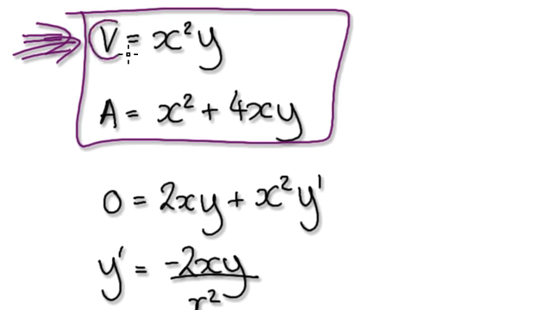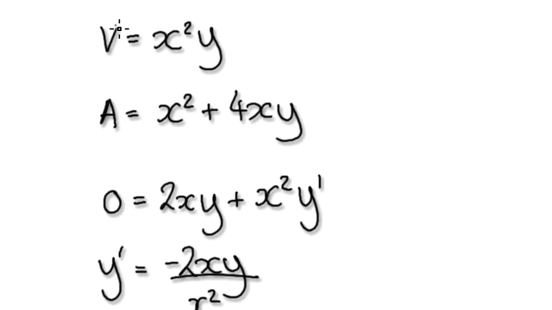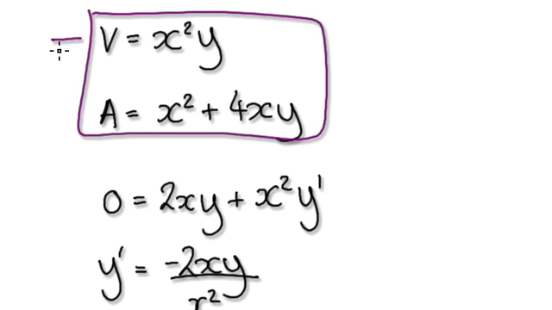So remember, the volume is fixed. So it's like a constant here. It's like 700 centimeters cubed or 500. This volume here, once a problem has been set, this V here is fixed. It's a constant. So when you differentiate it, it will give you 0.